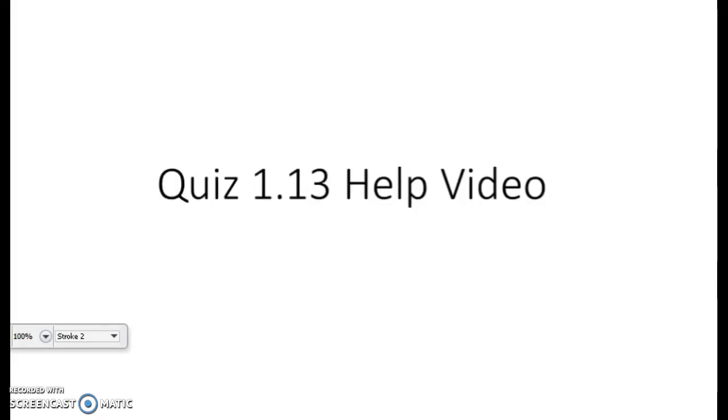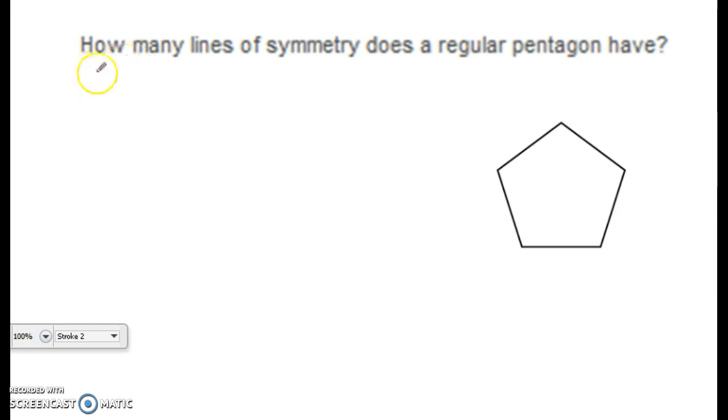So here's the help video for quiz 1.13. It says, how many lines of symmetry does a regular pentagon have? You don't need this picture right here, but I went ahead and put it in because I know some of you are very visual. So we're going to actually draw the lines on this one.